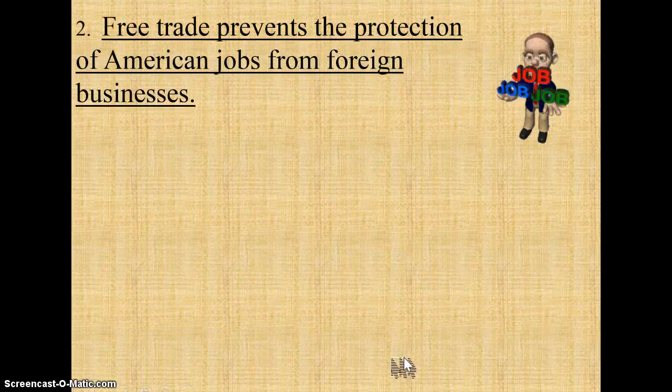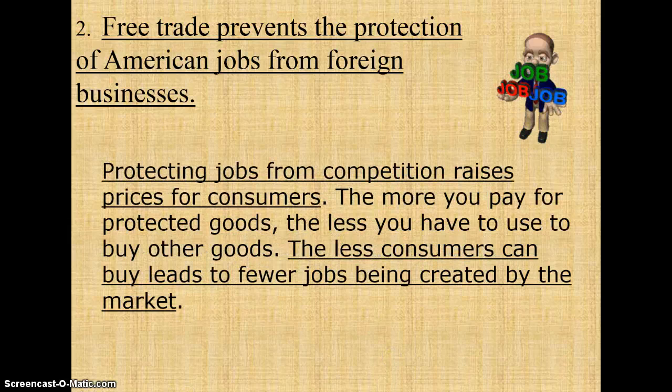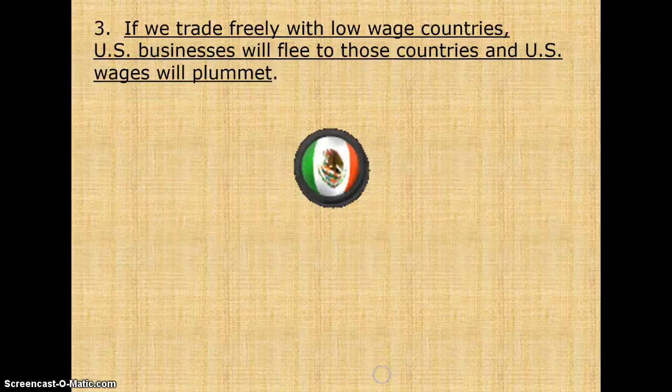Number 2, free trade prevents the protection of American jobs from foreign businesses. Protecting jobs from competition raises prices for consumers. The more you pay for protected goods, the less you have to use to buy other goods. The less consumers can buy leads to fewer jobs being created by the market.